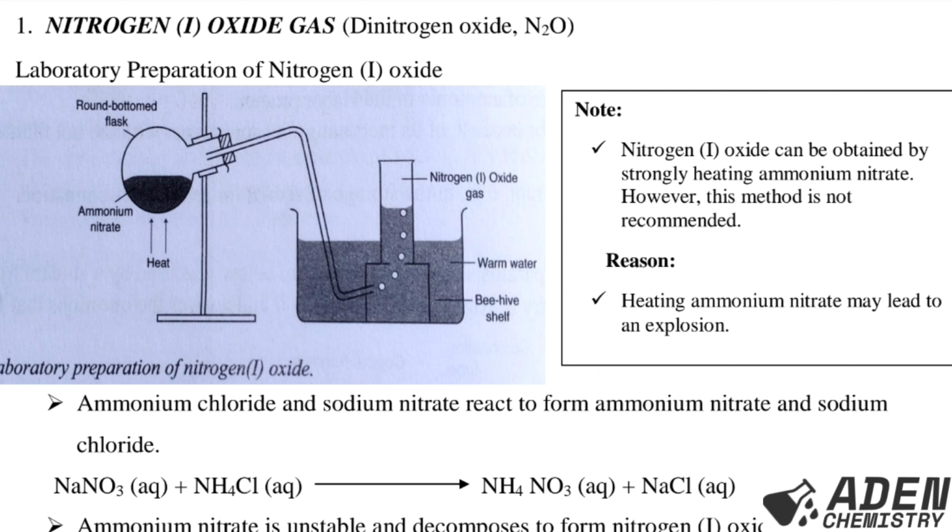So let's start with laboratory preparation of nitrogen 1 oxide gas. So how are we going to prepare nitrogen 1 oxide gas in the lab? We need reagents. So we can use 2 reagents. One of the reagents, ammonium chloride, and we are going to mix with sodium nitrate. So those are our 2 reagents. The 2 reagents that we are supposed to use are sodium nitrate, which we are going to mix with ammonium chloride.